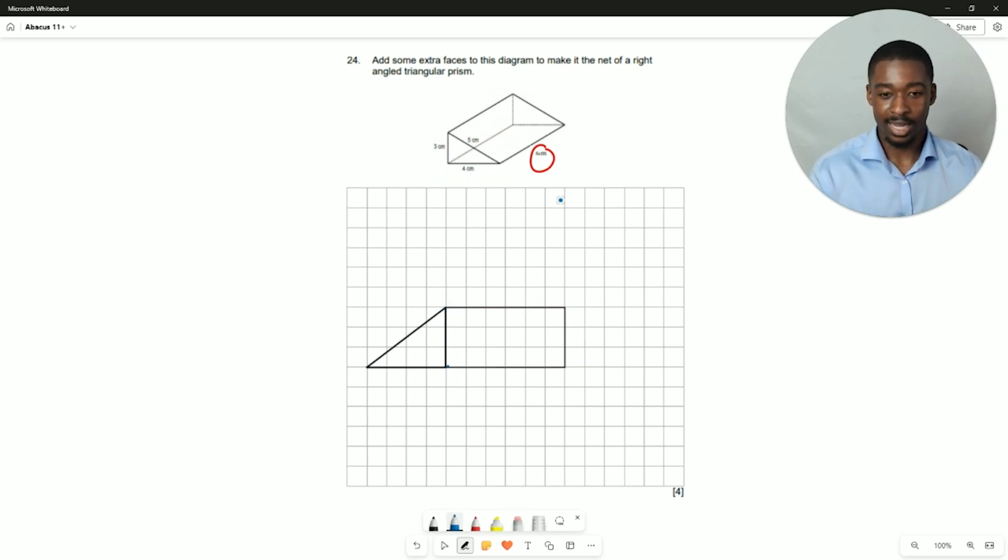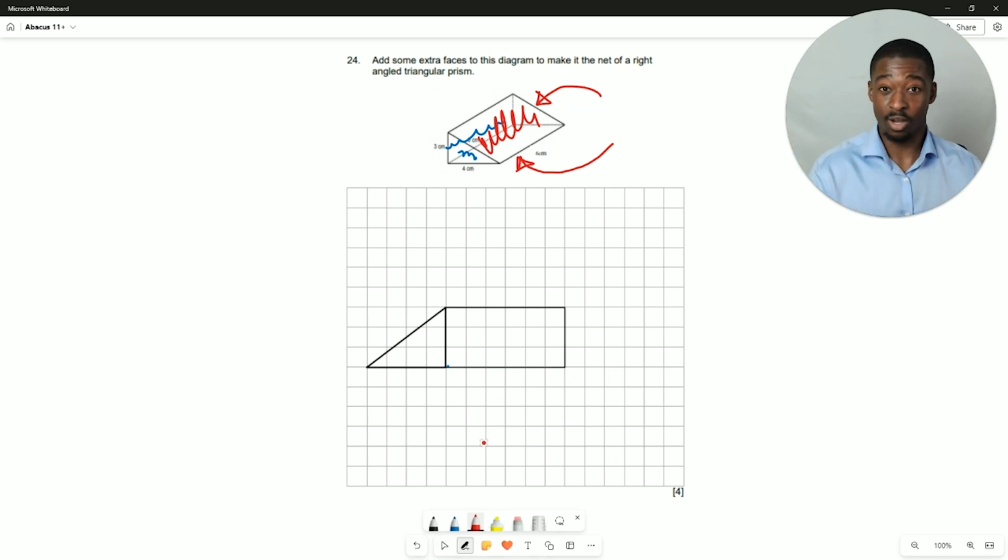So if we go to our right-angled triangular prism, we've already done these faces in blue. Now we have to do the other faces in red, which is going to be this large face at the front, this other triangle, and then finally this face at the bottom. So let's get started on that.